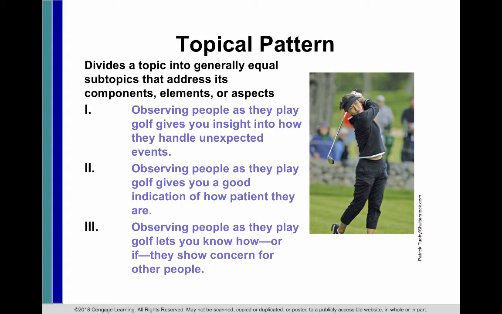In this example of a speech about what you can learn about people by observing them as they play golf, the speaker breaks what you can learn about them into 3 subtopics: how they handle unexpected events, how patient they are, and how much concern they show for others. If you were going to use this topical pattern for a persuasive speech, you could talk about 3 important reasons why the audience should do or not do something.